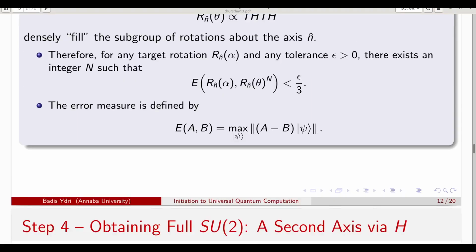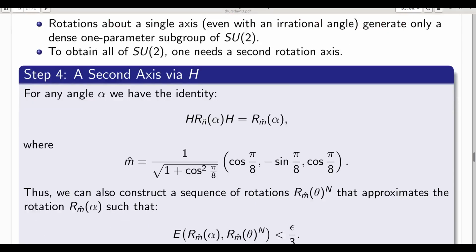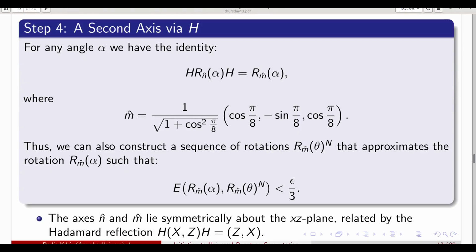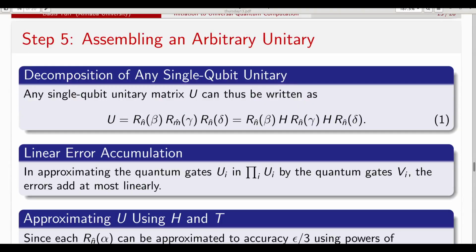Rotations about a single axis are not enough to generate all of SU(2). By conjugating with the Hadamard gate, we obtain a second rotation axis. Together, these two axes allow access to the full group of single-qubit unitaries. Any single-qubit unitary can be decomposed into rotations about these two axes. Each rotation can be approximated using powers of the basic irrational rotation.